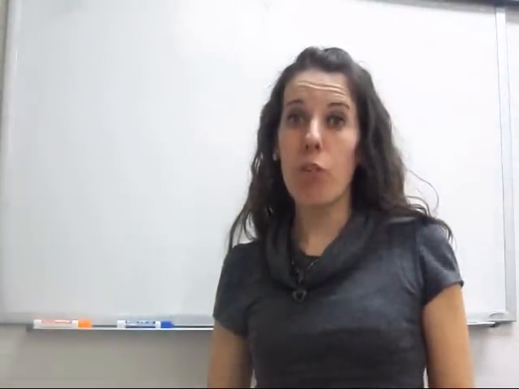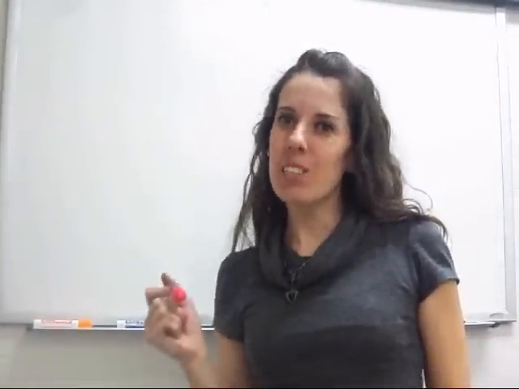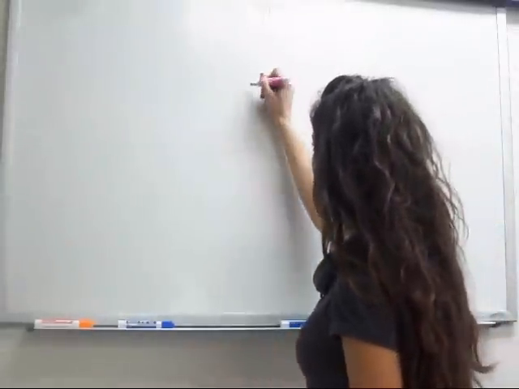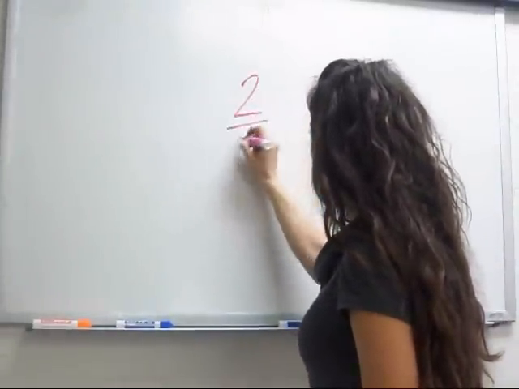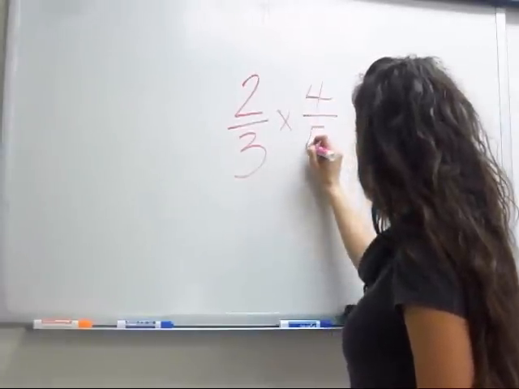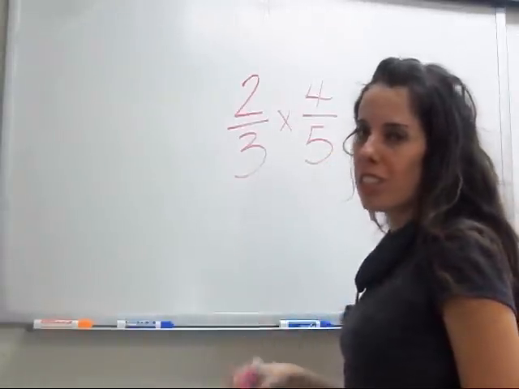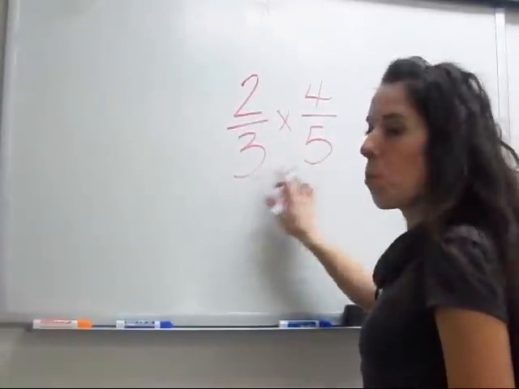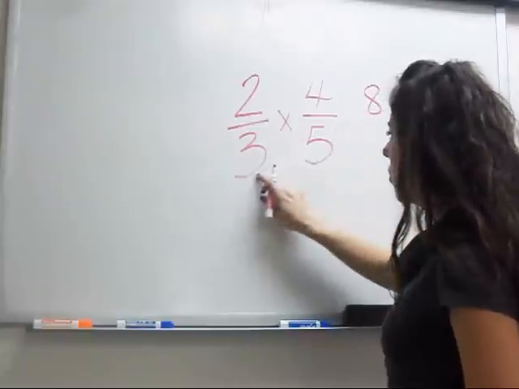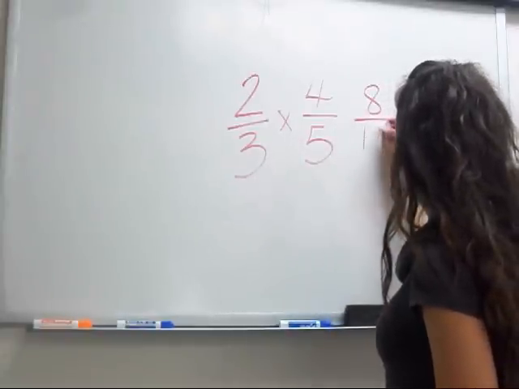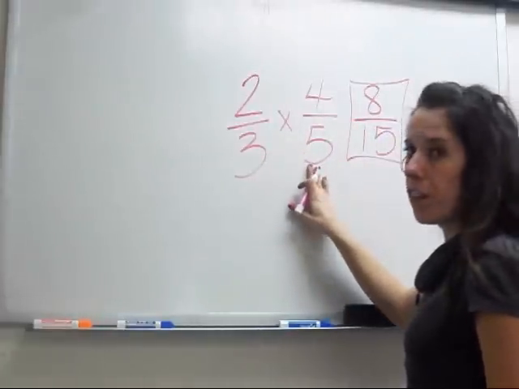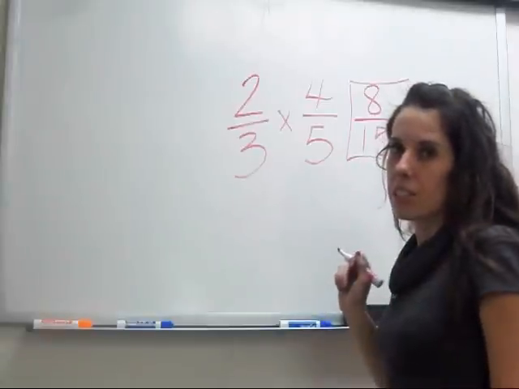Dividing fractions. Before we divide fractions, let's do a review of multiplying fractions. Say I wanted to multiply 2/3 times 4/5. When multiplying fractions, you multiply the numerators and you multiply the denominators. So 2 times 4 is 8, 3 times 5, 15. So 2/3 times 4/5 equals 8/15.